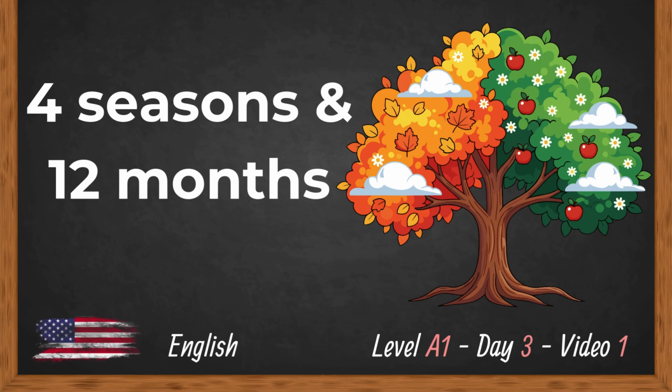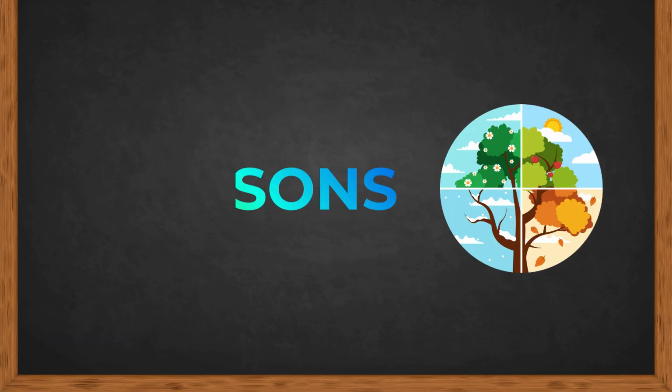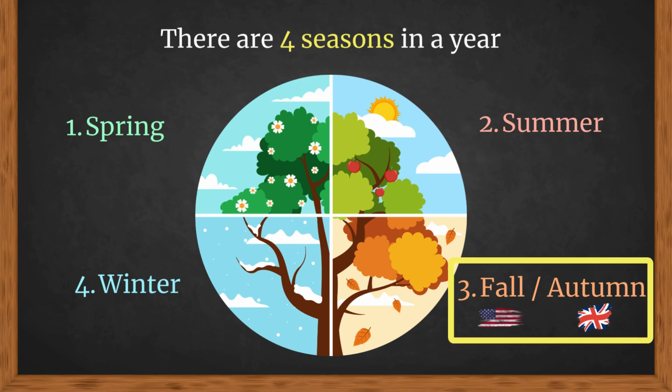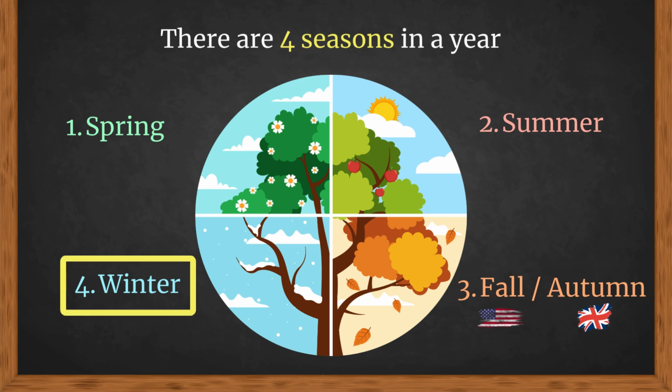In this video, you will learn the 4 seasons and 12 months in English. First, seasons. There are 4 seasons in a year: spring, summer, fall in American English, or autumn in British English, and winter.